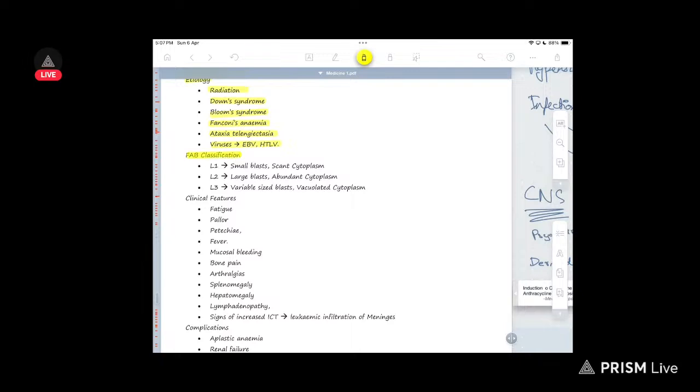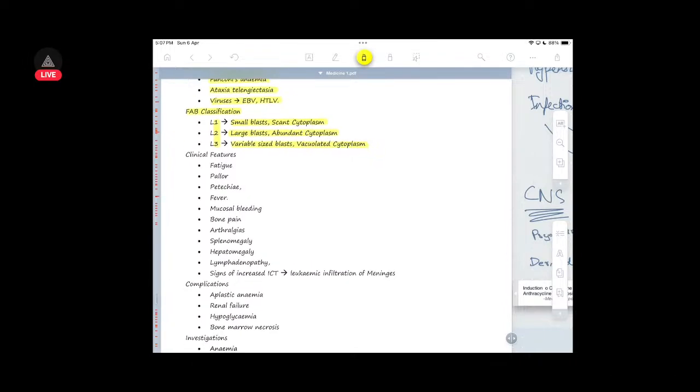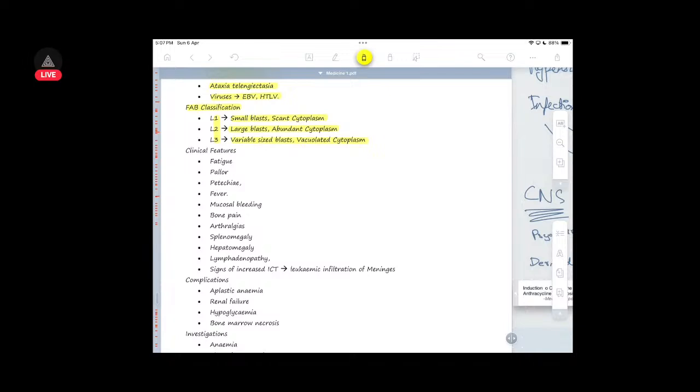Again, you have FAB classification L1, L2, L3. This is small blast with scant cytoplasm, large blast with abundant cytoplasm, and variable sized blast with vacuolated cytoplasm. That's how you should remember it: small, large, variable, then scant, abundant, and vacuolated.